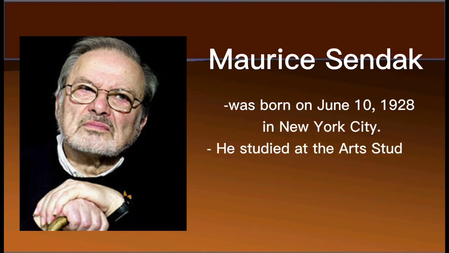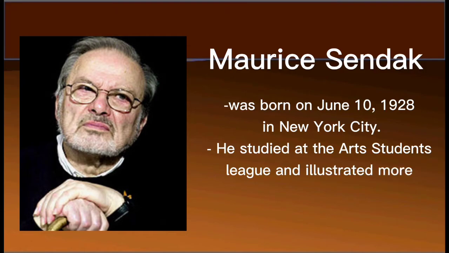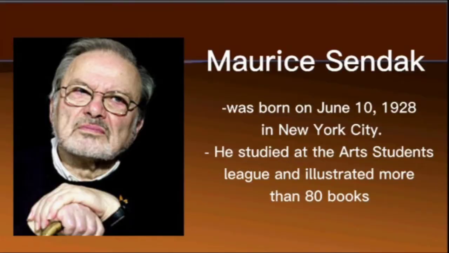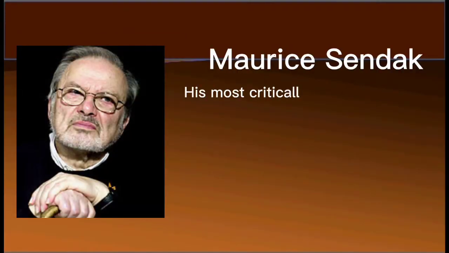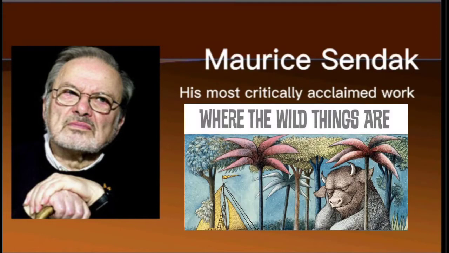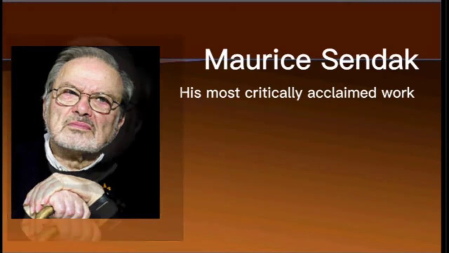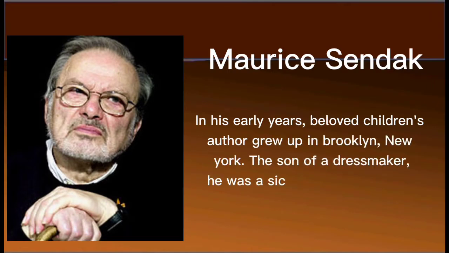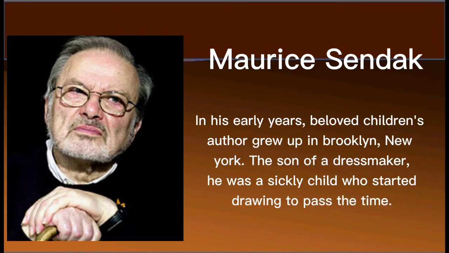The now-renowned children's author studied at the Art Students League and illustrated more than 80 books by other writers before authoring one himself. His most critically acclaimed work includes the dark and beloved story Where the Wild Things Are. In his early years, Sendak grew up in Brooklyn, New York, the son of a dressmaker. He was a sickly child who started drawing to pass the time.